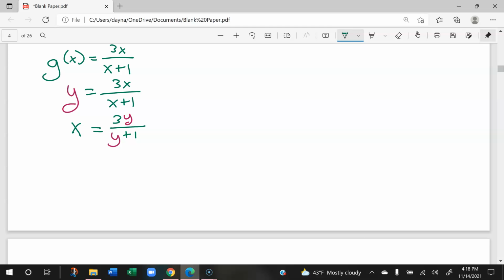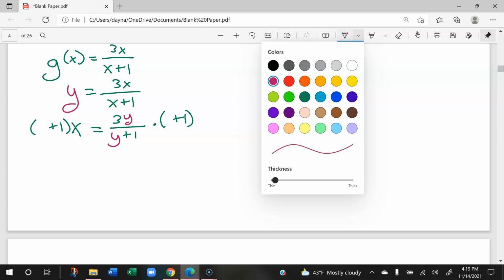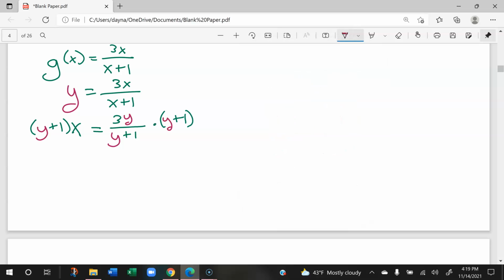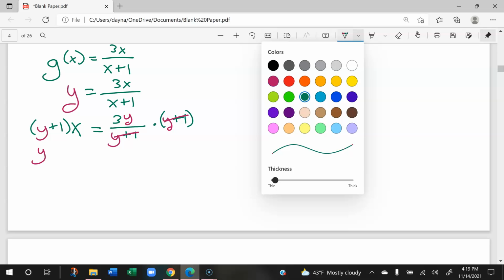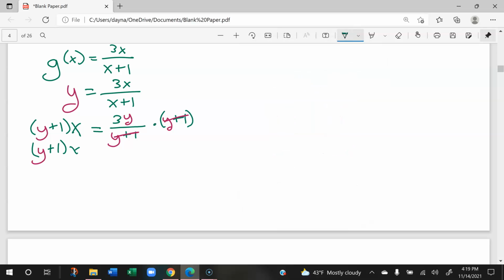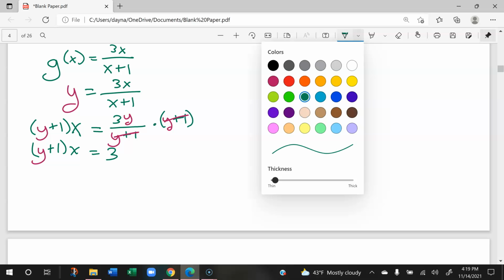Well, this one's a little bit different because I don't have just a single y to solve for. First thing I need to do is get rid of this denominator. So I need to multiply both sides by this denominator. So I'm going to multiply both sides by that y plus 1. And that way it will get rid of that denominator. And I will have y plus 1 times an x is equal to 3y.